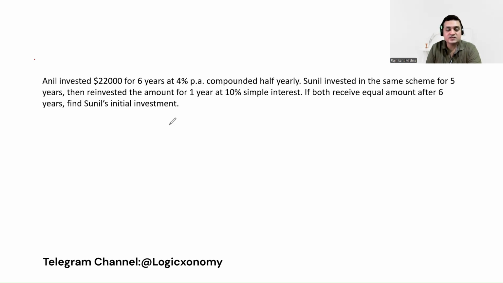Our today's question is based on a compound interest investment problem. Anil invested $22,000 at CI for 6 years at 4% per annum, but compounding is done half yearly. So convert this 4% annually into 2% half yearly and 6 years into 12 half years.